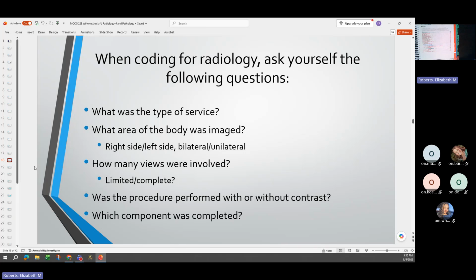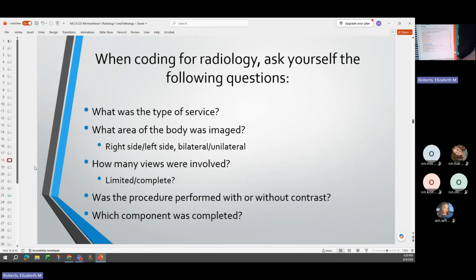Okay, when coding for radiology, you want to ask yourself the following questions. Now, radiology coding is not exceptionally complicated, right? We just have to pay attention to what was done, pay attention to these questions here, and make sure everything matches up. It's not complicated, but it is detailed.